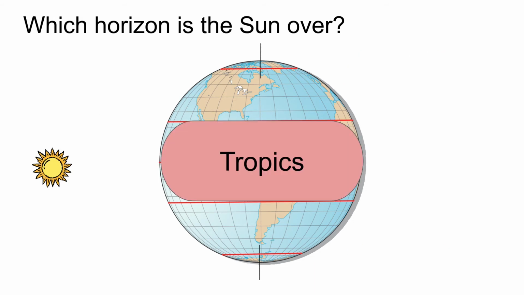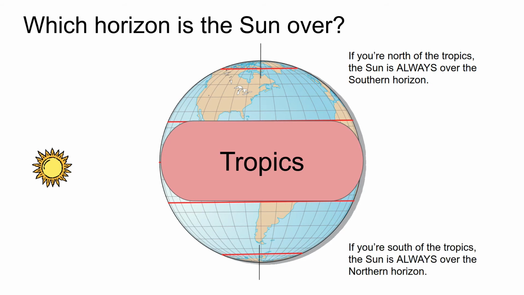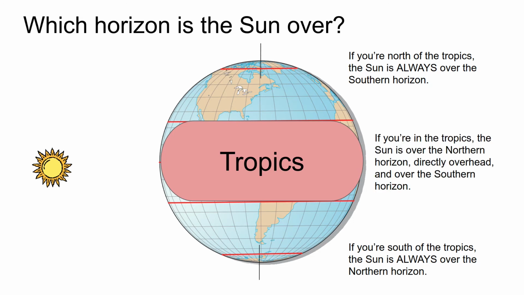What if you're in the tropics, though? Well, if you're north of the tropics, the sun is always over the southern horizon. If you're south of the tropics, the sun is always over the northern horizon. But if you're in the tropics, depending on your latitude and the time of year, like if you're on the equator, 2 days a year, the sun's going to be directly overhead. Half the year, the sun is going to be over the northern horizon, and half the year, over the southern horizon. So if you're in the tropics, the sun for part of the year is going to be overhead, part of the year at the northern horizon, part of the year at the southern horizon.